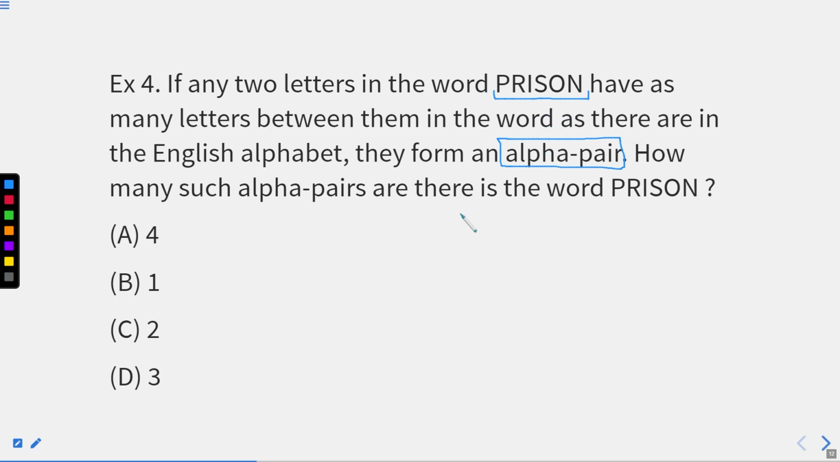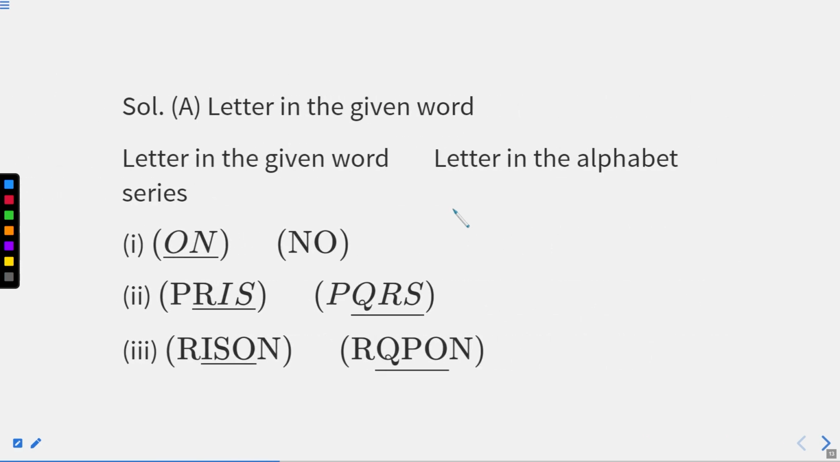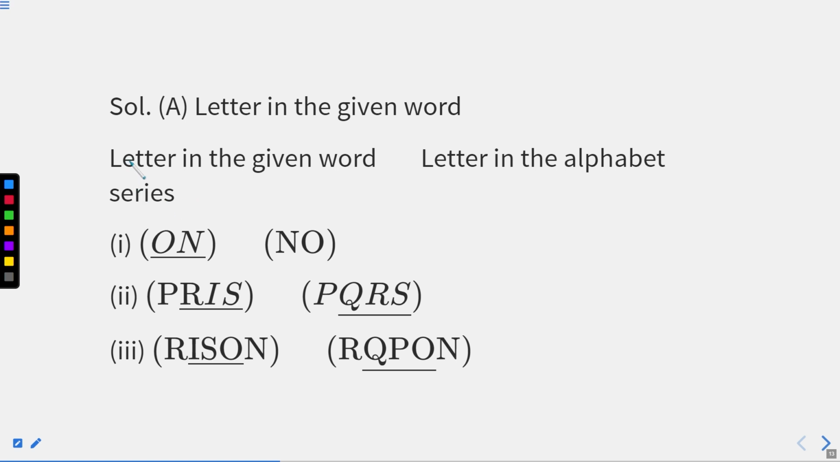As soon as I explain this question, it will be clear what kind of pairing an alpha pair is. You can see we have two different tables. For that, the letters in the given word is prison, and the letters in the alphabetical series are given here, right?